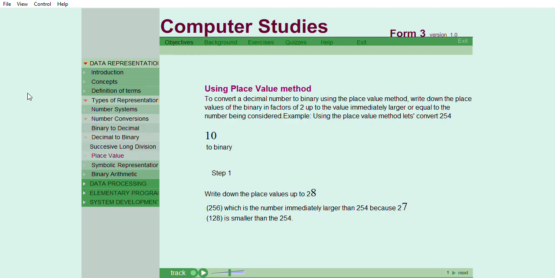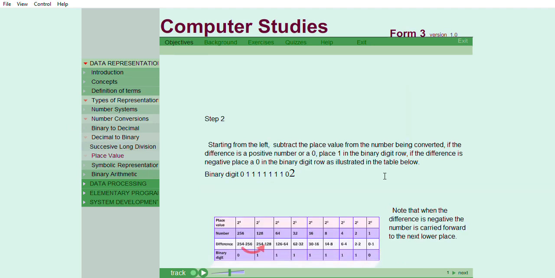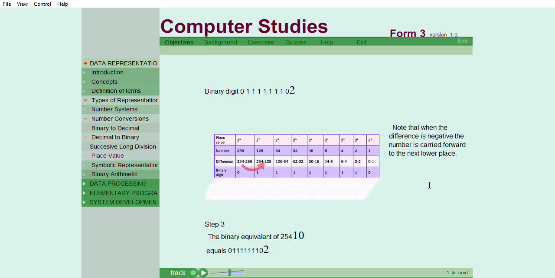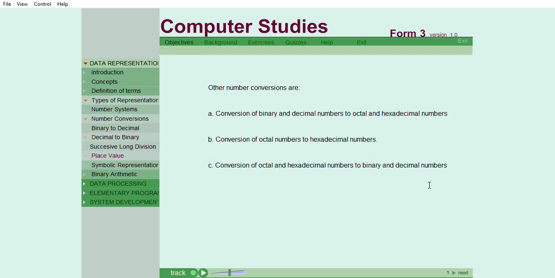Introduction. To convert a decimal number to binary using the place value method, write down the place values of the binary in factors of 2 up to the value immediately larger or equal to the number being considered. For example, using the place value method, let's convert 254 to the base of 10 to binary. Step 1. Write down the place value up to 2 to the power of 8, which is 256, which is the number immediately larger than 254, because 2 to the power of 7, which is 128, is smaller than 254.